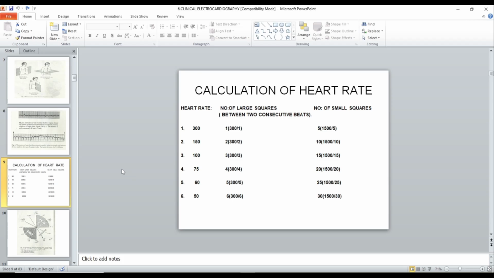As I said, the heart rate can be calculated by dividing 300 by the number of big squares, and 1500 by the number of small squares between two RR waves. For example, here between two RR waves there are three big squares. So 300 divided by 3 is 100. Likewise, there are 15 small squares, and if we divide 1500 by 15, it comes to 100. So we have to divide 300 by big squares and 1500 by small squares.